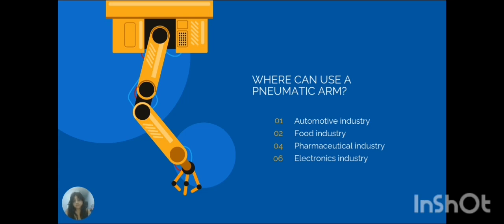In conclusion, pneumatic systems are very helpful in many industries. They are safe, fast, and easy to use. And pneumatics make our work more efficient and better organized.